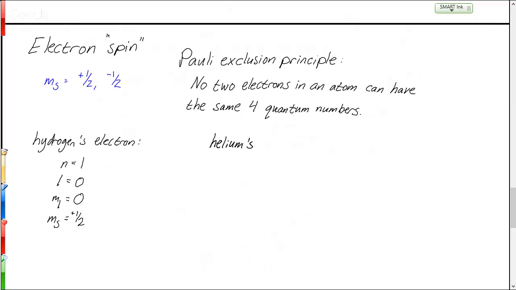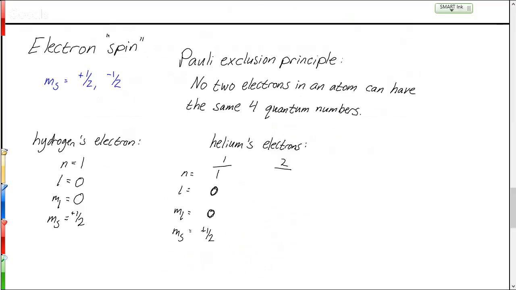Now let's move to helium. How many electrons does helium have? 2. So helium has 2 electrons, 1 and 2. And we know that first electron is always going to have that same base set of quantum numbers, 1, 0, 0, plus 1/2. Do you remember what those first 3 are?